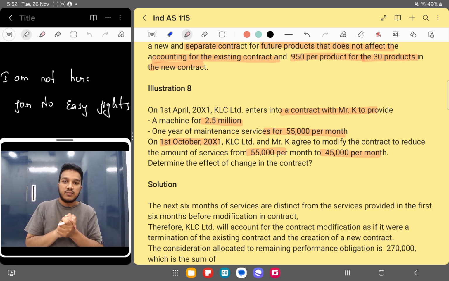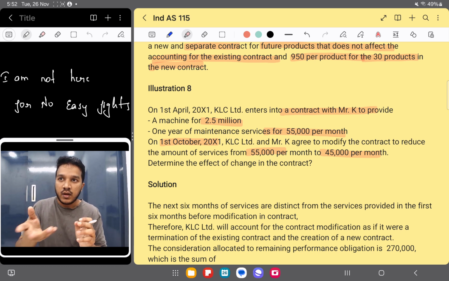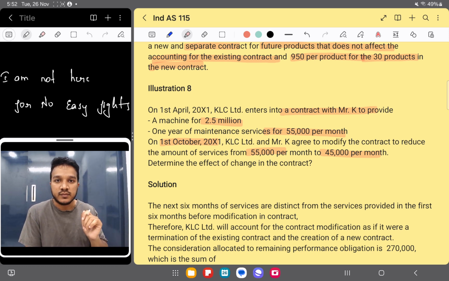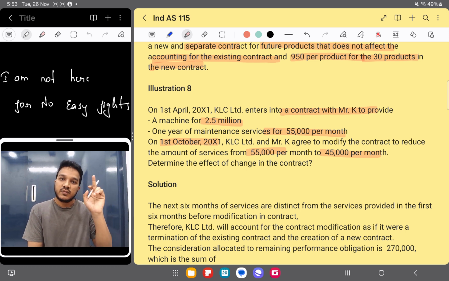Let's take an example of our auditing. The customer will get benefit once you give the audit report. If you go and do the audit for one month, two months, the customer is not getting any benefit out of it. The customer will get benefit only when the audit report is given in the end. But in this maintenance service, he is getting benefit every day. That's the reason it's a series of distinct services provided by the company to the customer.